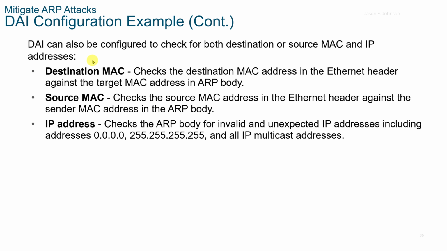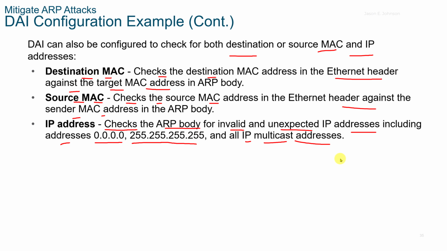DAI can also be configured to check for both destination and source MAC and IP addresses. The destination MAC checks the destination MAC address in the Ethernet header against the target MAC address. The source MAC checks the source MAC address in the Ethernet header against the sender MAC. And then the IP address checks the ARP body for invalid or unexpected IP addresses, including address 0.0.0.0 or 255.255.255.255, and all IP multicast addresses.